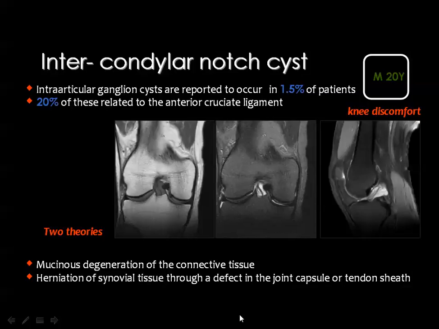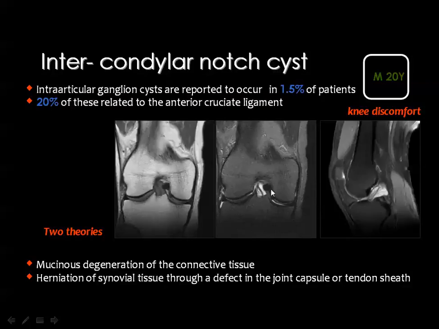Also, the ACL may be subjected to the development of an intraligamentous cyst. These are ganglion cysts which may affect the anterior or the posterior cruciate ligament. The theories include mucinous degeneration of the connective tissue or herniation of the synovial tissue through a defect in the joint capsule or tendon sheath. The end result is the formation of a cystic lesion filled with fluid within the substance of the anterior cruciate ligament.